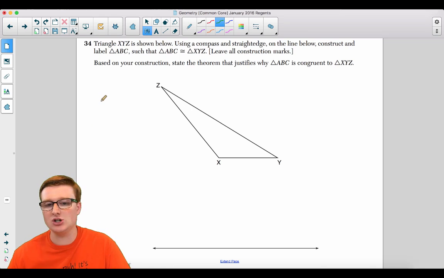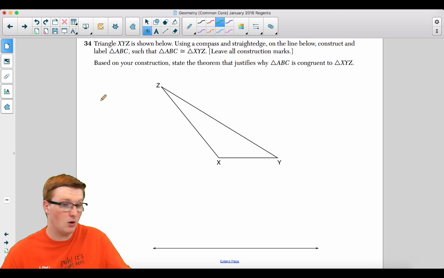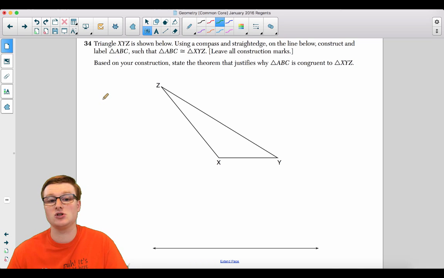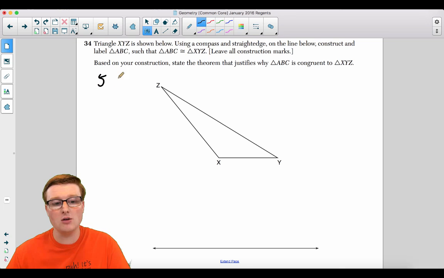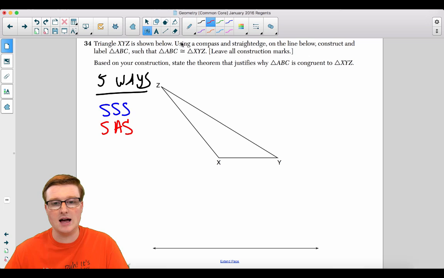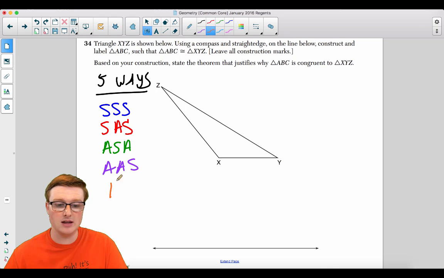Using a compass and straight edge on the line below, construct and label triangle ABC such that triangle ABC is congruent to triangle XYZ. Leave all construction marks. And then it says, based on your construction, state the theorem that justifies why triangle ABC is congruent to triangle XYZ. So we need to know the 5 ways to prove triangles congruent in the first place. The 5 ways to prove triangles congruent are side, side, side; side, angle, side; angle, side, angle; angle, angle, side; and last but not least, hypotenuse leg.